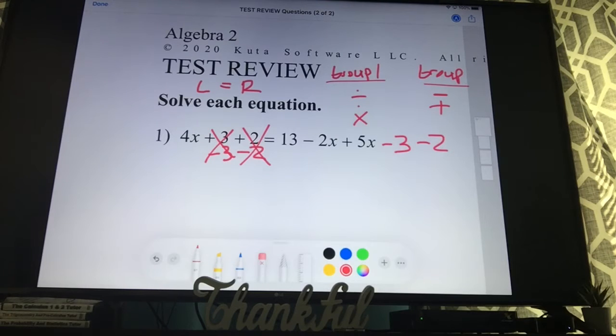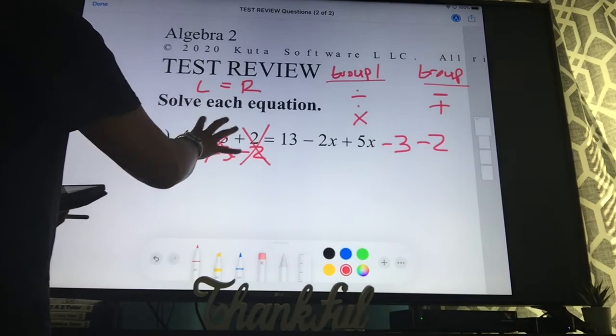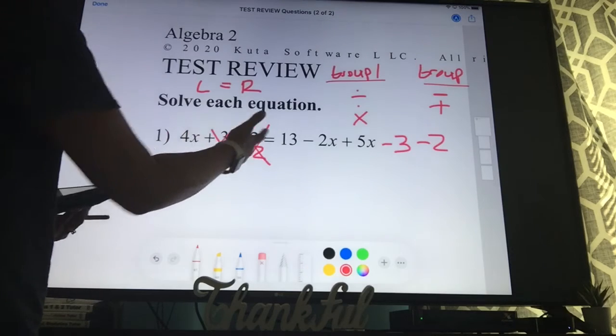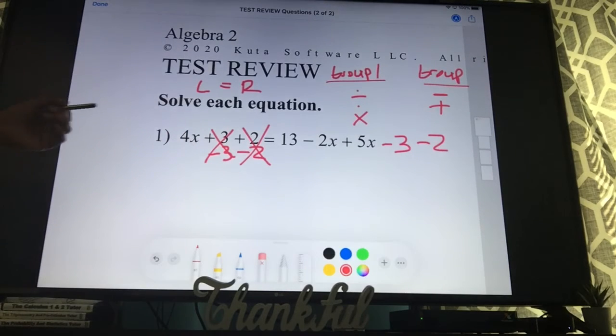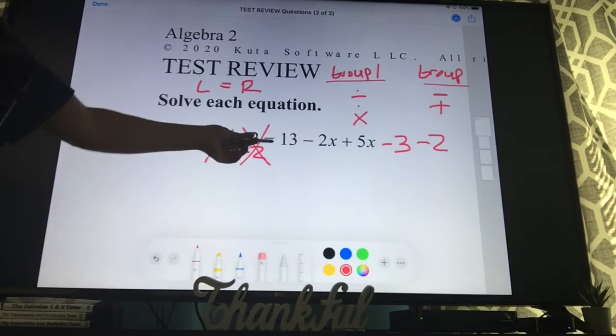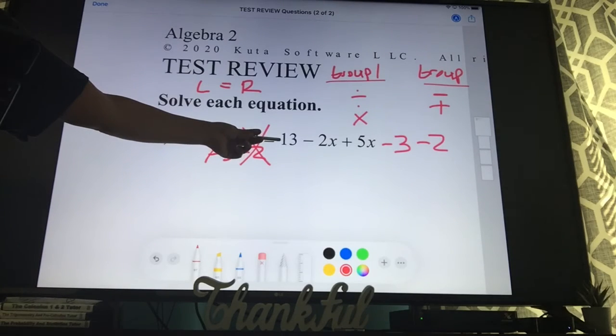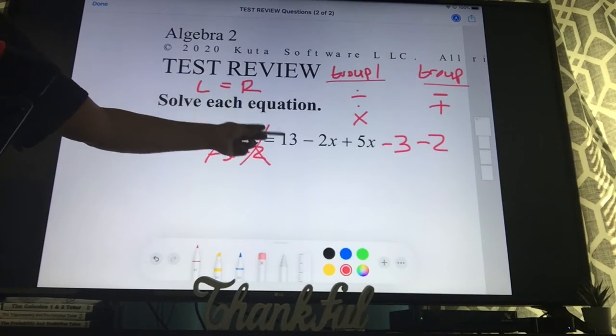Okay, so far this is looking good. On the left, I only have letters left. I have a 4x. Now we're going to start looking over on the right. Okay, we start looking at the 13. Is that a letter or just a number? Well, it's just a number, so it goes on the right.